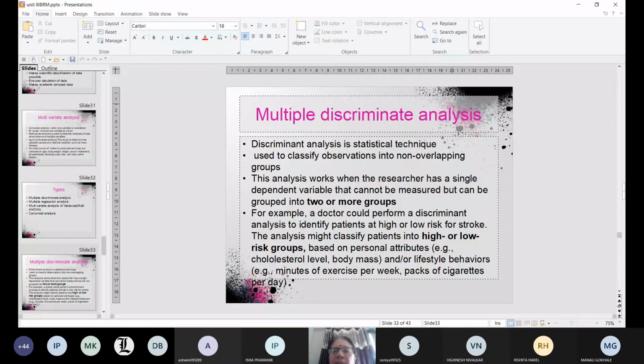Multiple discriminant analysis is used when there are two or more groups. This kind of analysis is a statistical technique. It is used to classify observations into non-overlapping groups. For example, a doctor may want to perform research on two groups of patients, one who are at a high risk of stroke and two who are at a low risk of stroke. So he will classify the patients into two categories based on their personal attributes and make use of multiple discriminant analysis.